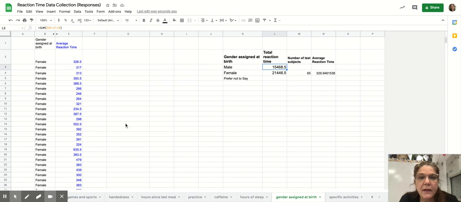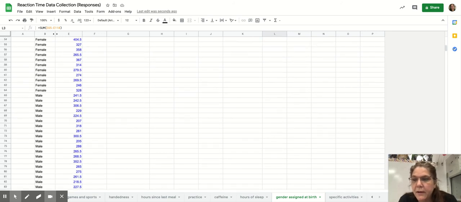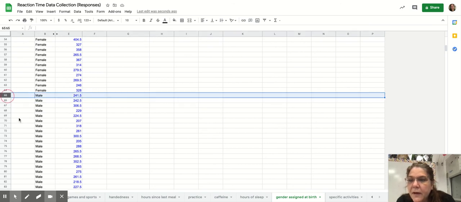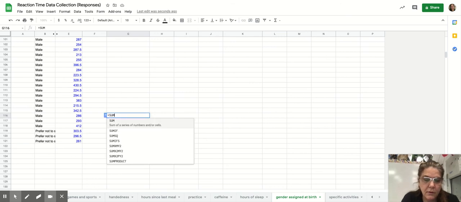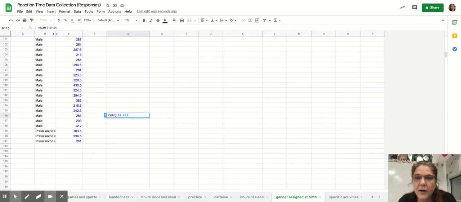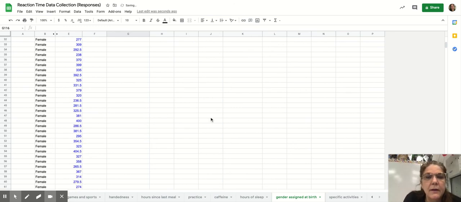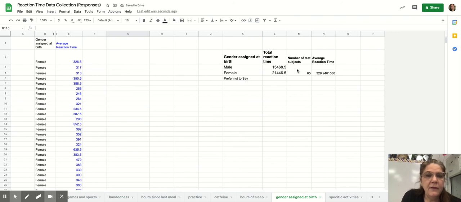And I believe the number of subjects for males, we went from 65 down to 118. So 118 minus 65. I'm just trying to find out how many that is. 53. We have 53 males that took the test. Okay. So this is 53.